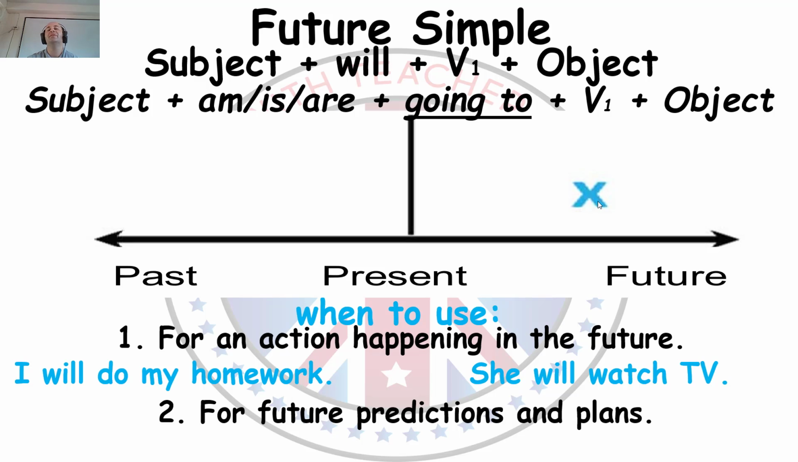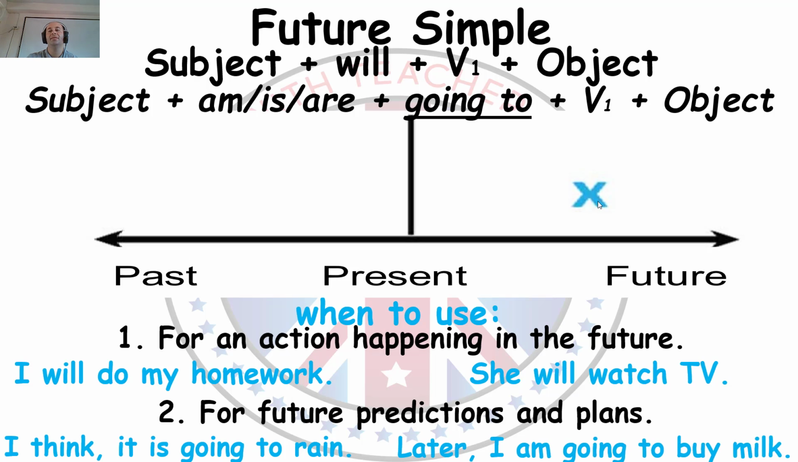We can also use it for a future prediction and a plan, okay? I think it is going to rain. I predict. I'm not sure, but I think it is. I think it's going to rain. Or later, I am going to buy milk, okay? And we're using the going to, but because it's an event that's going to happen in the future, okay? But it's not continuous because it's just one thing, okay? So we will do that.